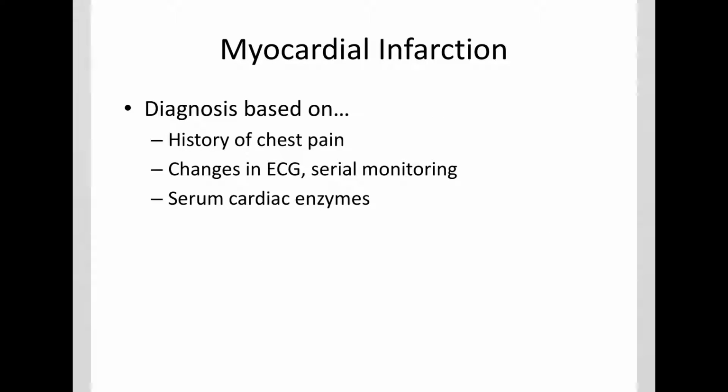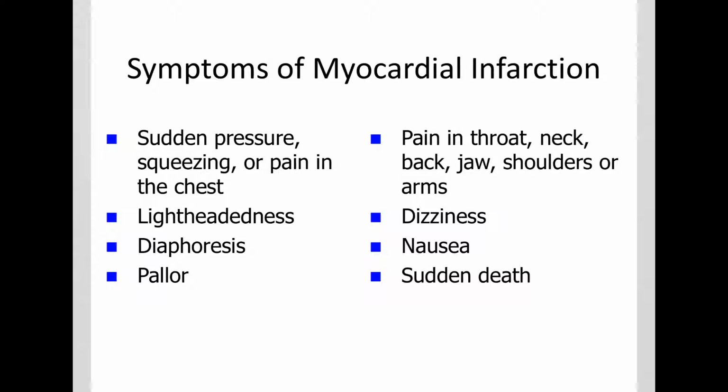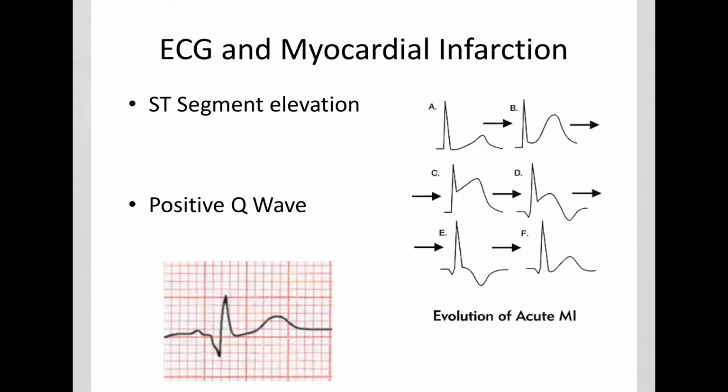How is the MI diagnosed? Three main things: chest pain, EKG, and the cardiac enzymes. For the symptoms, the patient will typically report pressure, squeezing, lightheadedness. They'll be sweaty, they'll be pale, with nausea. Sudden death is actually a symptom of an MI, and obviously the most severe symptom of an MI.